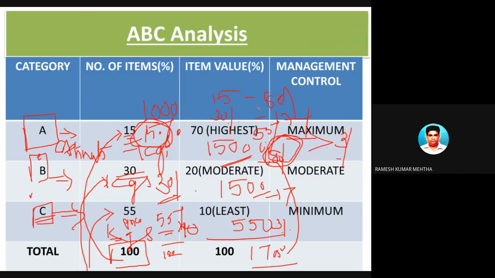So when I am talking about ABC analysis, A stands for high value and low quantity, whereas C is low value. The value is only 550 rupees, but quantity is 55 kilos. And B is moderately valued and moderate in quantity terms.